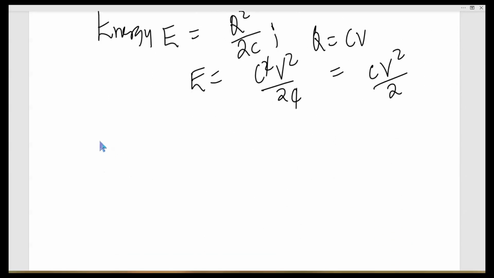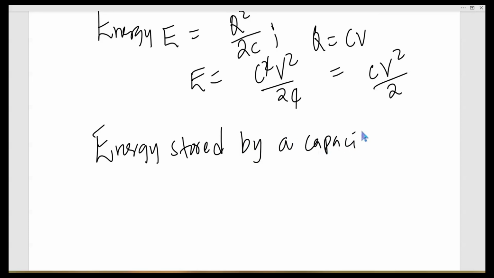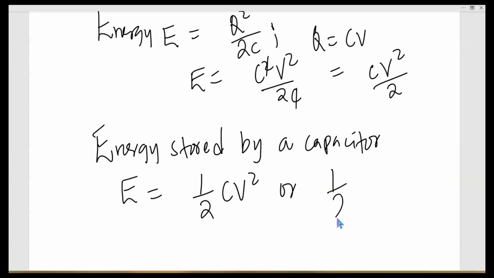Therefore, the energy stored by a capacitor will always be E equivalent to a half CV squared, or a half Q squared out of C. So whichever formula you have, and whichever quantities or parameters you have, you are able to calculate energy. If you are given capacitance and you have voltage, you can compute energy. If you have a charge and capacitance, you can still compute energy. Let's take an example.